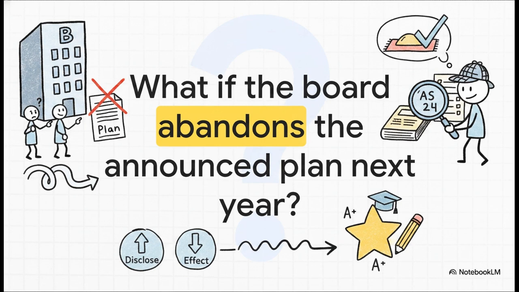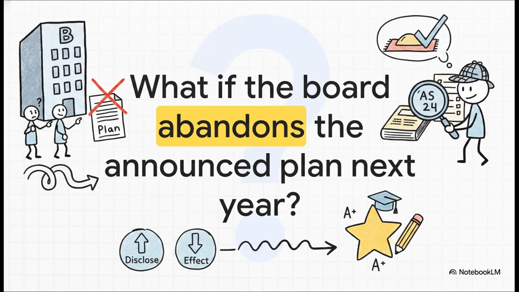Let's say a company makes a huge announcement, starts all the AS24 disclosures, but then next year, the board gets cold feet and formally decides to abandon the discontinuance plan entirely. Do you just pretend it never happened? No way. Under AS24, you must explicitly disclose that fact, the reasons why they abandoned it, and the financial effect of that reversal.